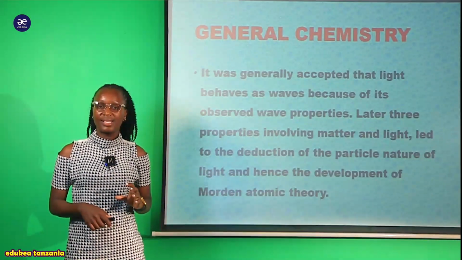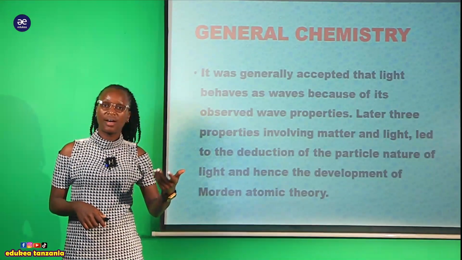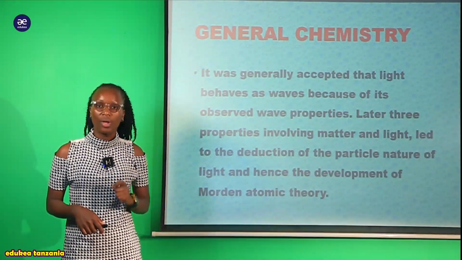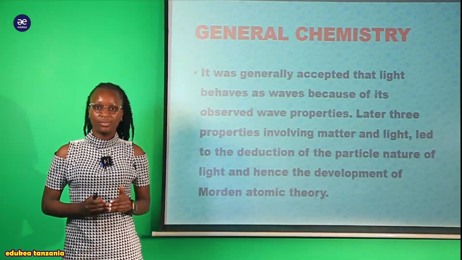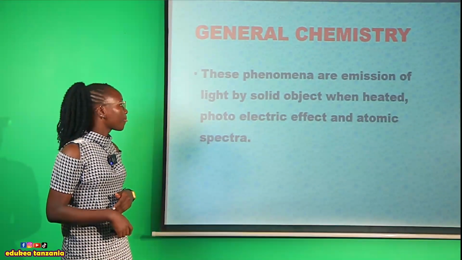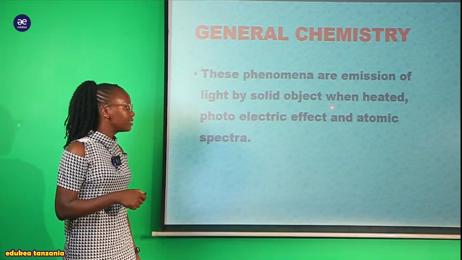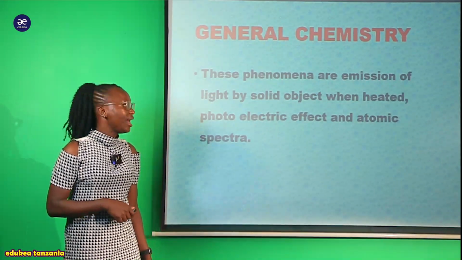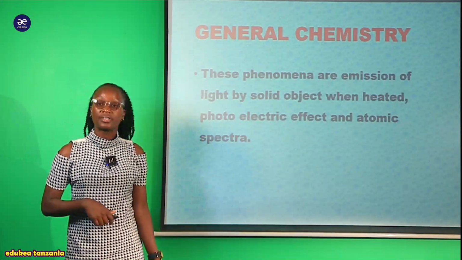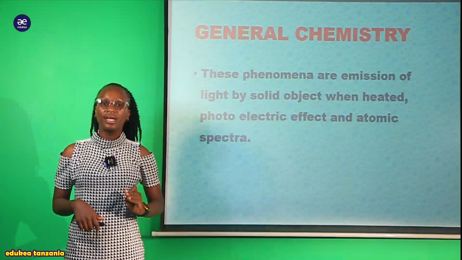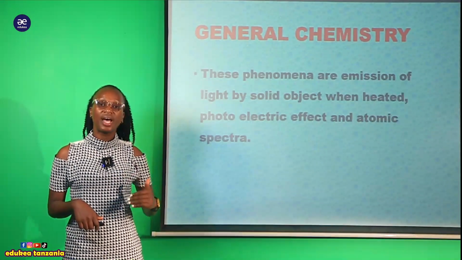The properties of light seem to have similar properties to those of wave. And now, what are those properties? So these phenomena are emission of light by solid objects when heated. Another one is the photoelectric effect, and the last one is atomic spectra. So we have only three properties ambazo zilikuja kuwa deducted as a particle nature.